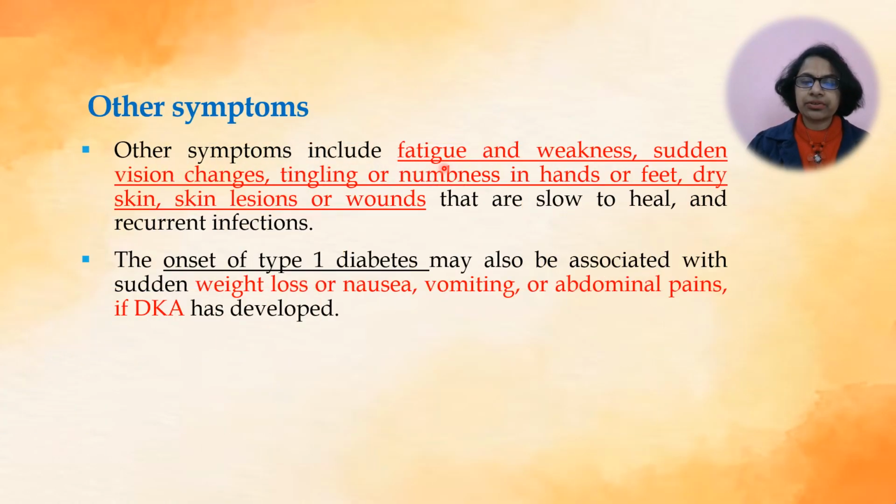Other symptoms include fatigue, weakness, sudden vision changes, tingling or numbness in hands or feet, dry skin, skin lesions or wounds that are slow to heal, and recurrent infections. What do you mean by recurrent? Frequently the person may develop infections. The onset of type 1 diabetes may also be associated with sudden weight loss or nausea, vomiting, or abdominal pains if the patient has developed DKA. What do you mean by DKA? Diabetic ketoacidosis. This is one of the complications. If a patient is suffering with diabetes, he may have the complication of diabetic ketoacidosis.